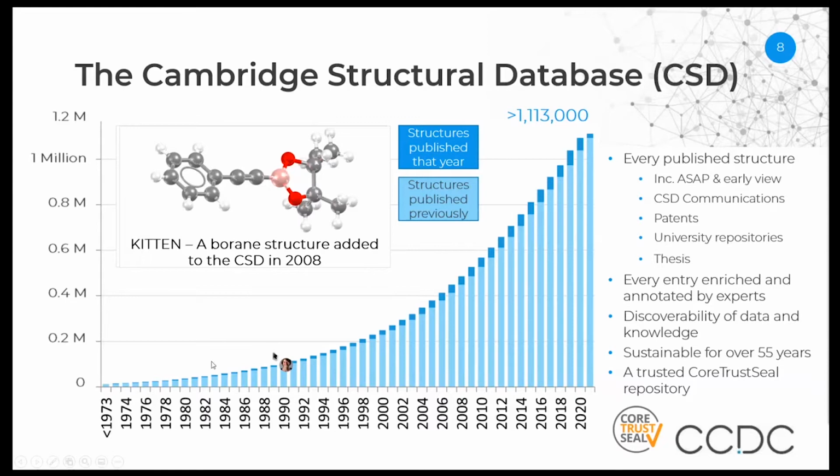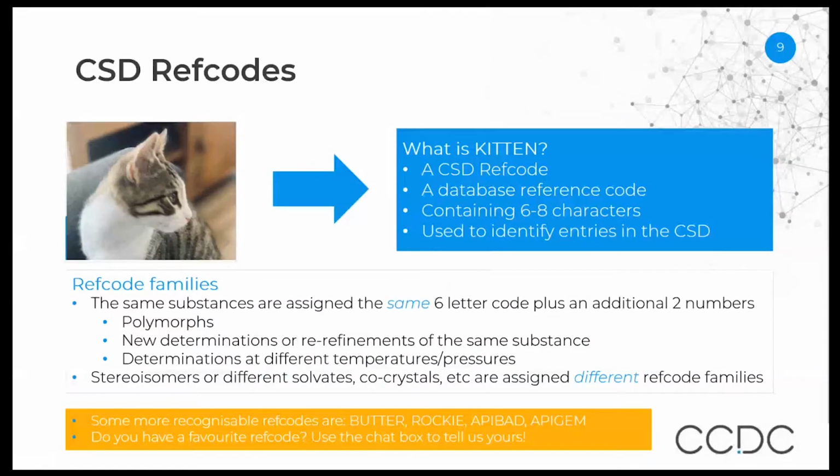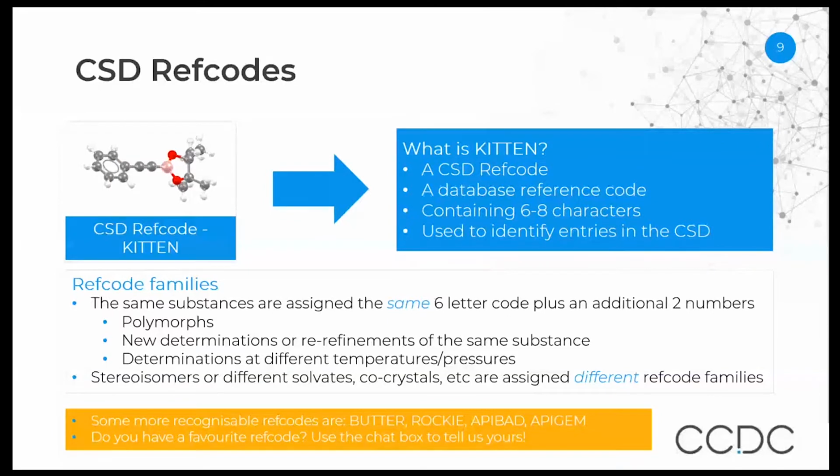You can see on our slide the growth of the CSD since 1972, and one of the structures in the CSD which we call kitten. If you've attended some of the workshops before, you'll hopefully remember what kitten is. As well as being a cute cat, it's a CSD refcode, which is our database reference code. These contain 6 to 8 characters, and they're used to identify entries in the CSD. Just a reminder, structures of the same substance are assigned the same 6-letter code with an additional 2 numbers and are collected together in what we call a refcode family.